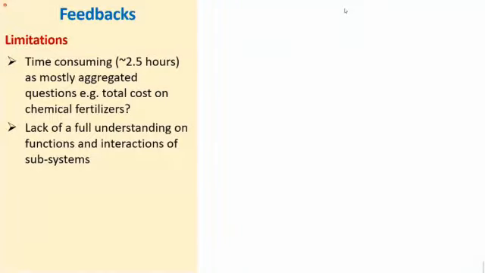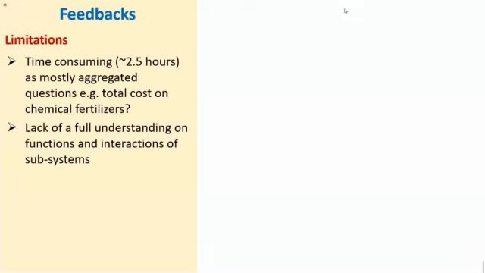Along with the advantages, of course, we found some limitations. TAPE takes more time compared to a classical survey. On average, we need to spend 2 hours and a half, because most of the questions are aggregated questions which embed sub-questions. For example, when we ask the total cost of chemical fertilizer, we also need to ask about the chemical fertilizer used for rice and for different crops, so that we can sum up.